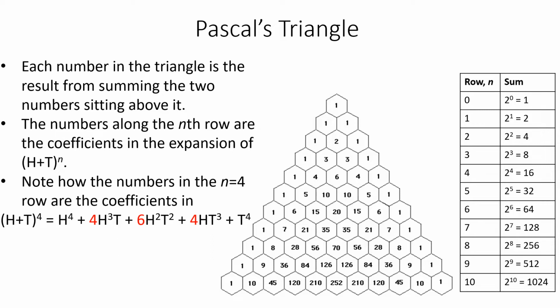And on the far right hand side there, we've got the sum of all the numbers in the row, and this number actually has to be 2 to the power of n, so it's summing together all the possibilities for n tosses of a coin.